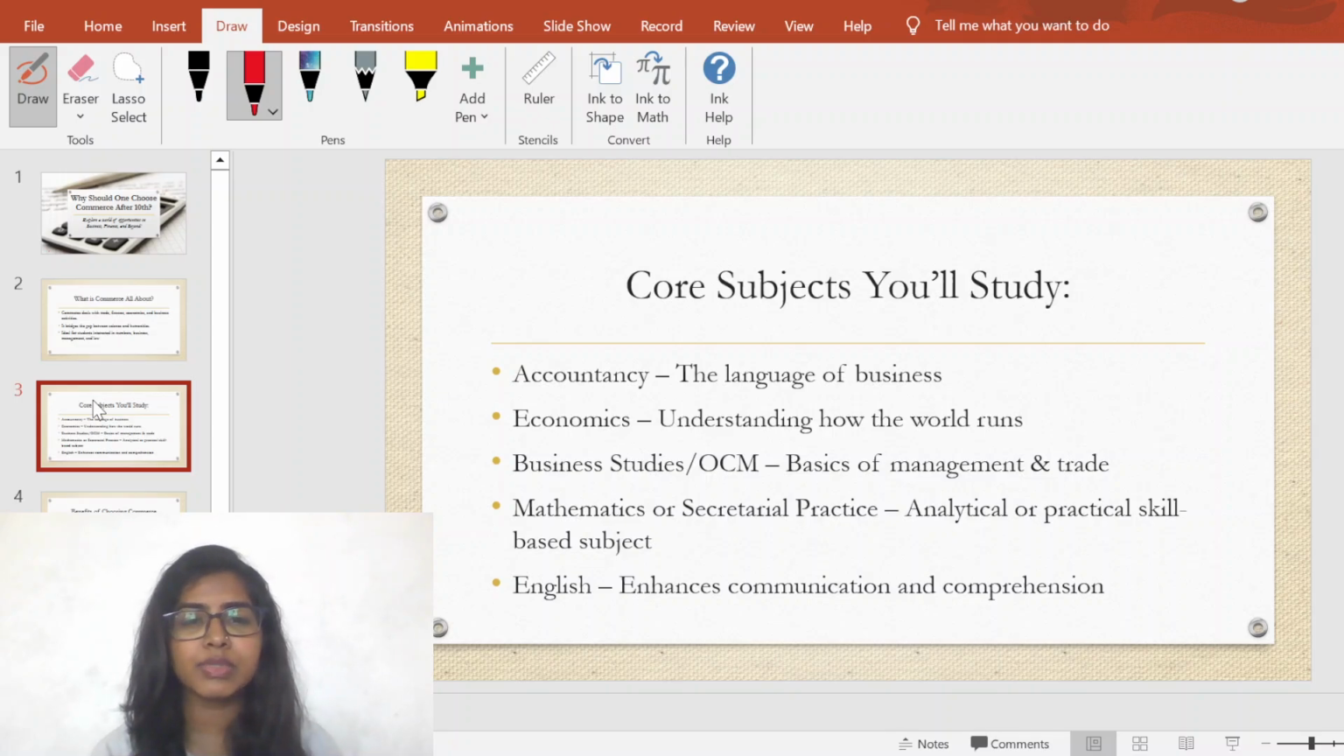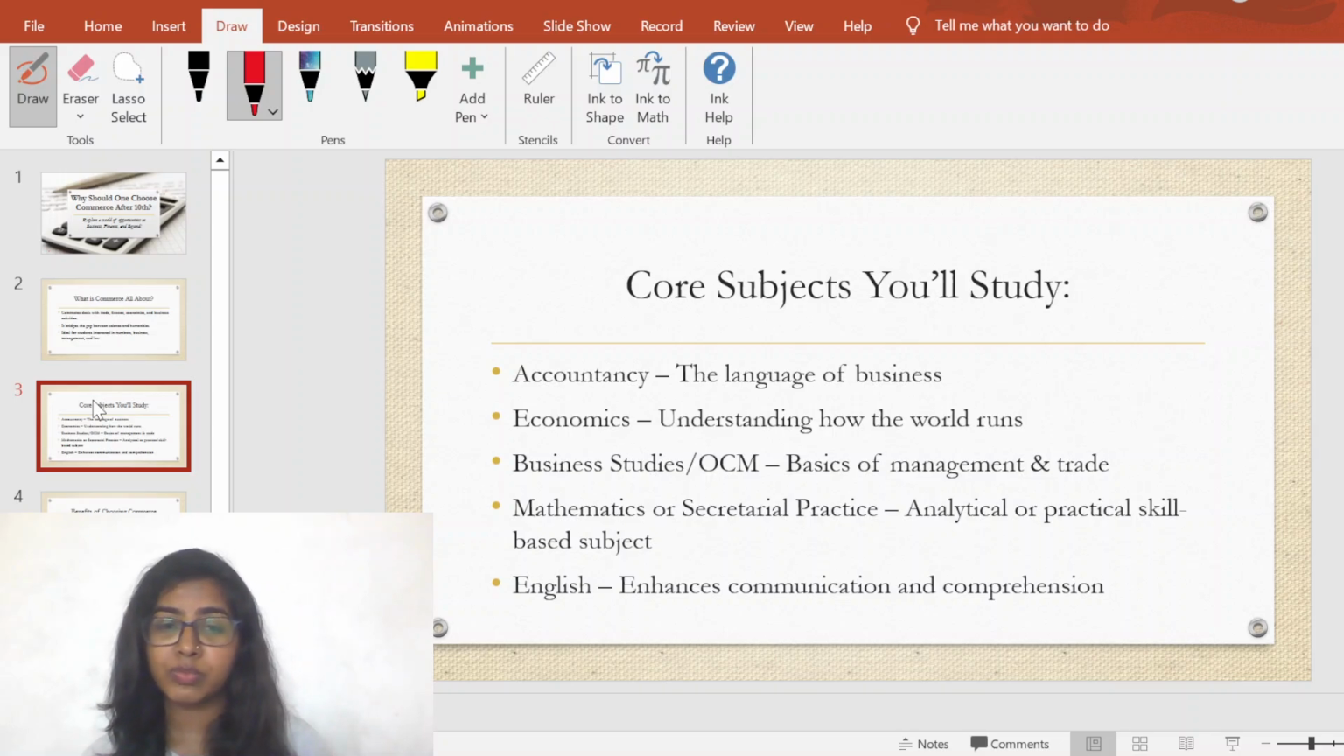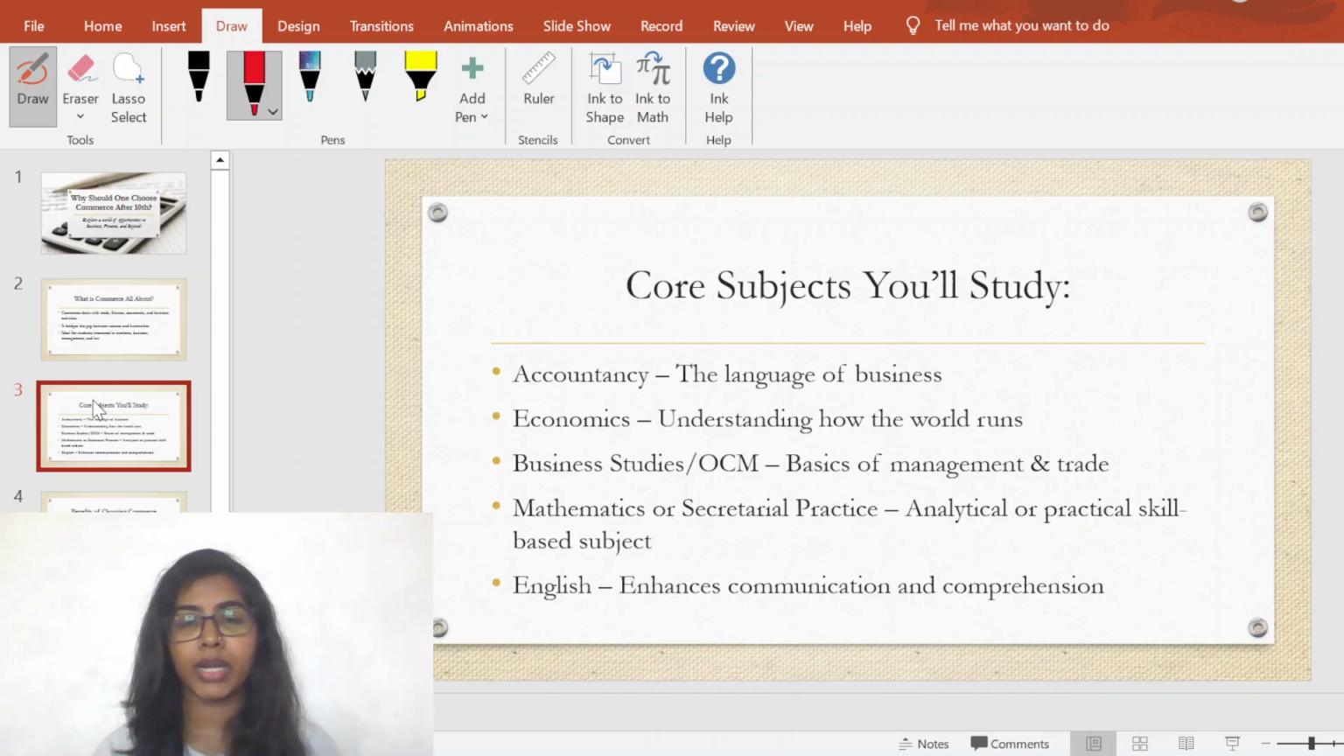Next subject is business studies and OCM. This subject will teach you the basics of how a business should be managed. What is people management? How you can manage the resources, how you can manage the time crunch that is there at times during the peak seasons, etc. Now, the next subject has an option. Either you can choose maths or you can choose secretarial practice.